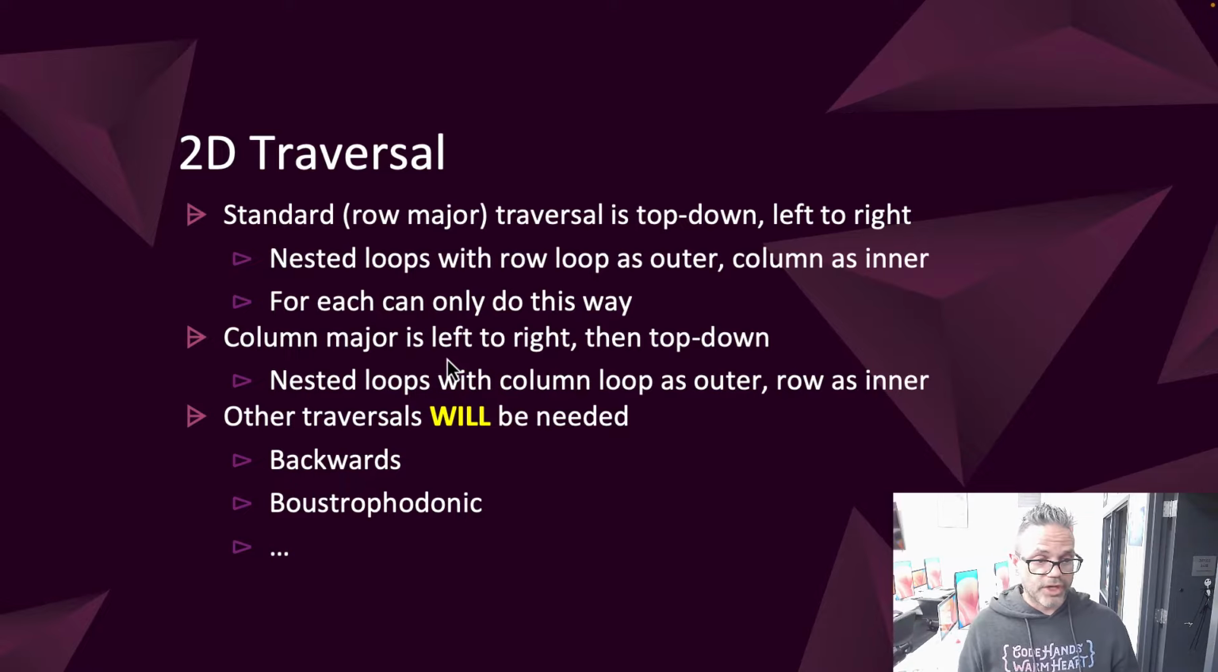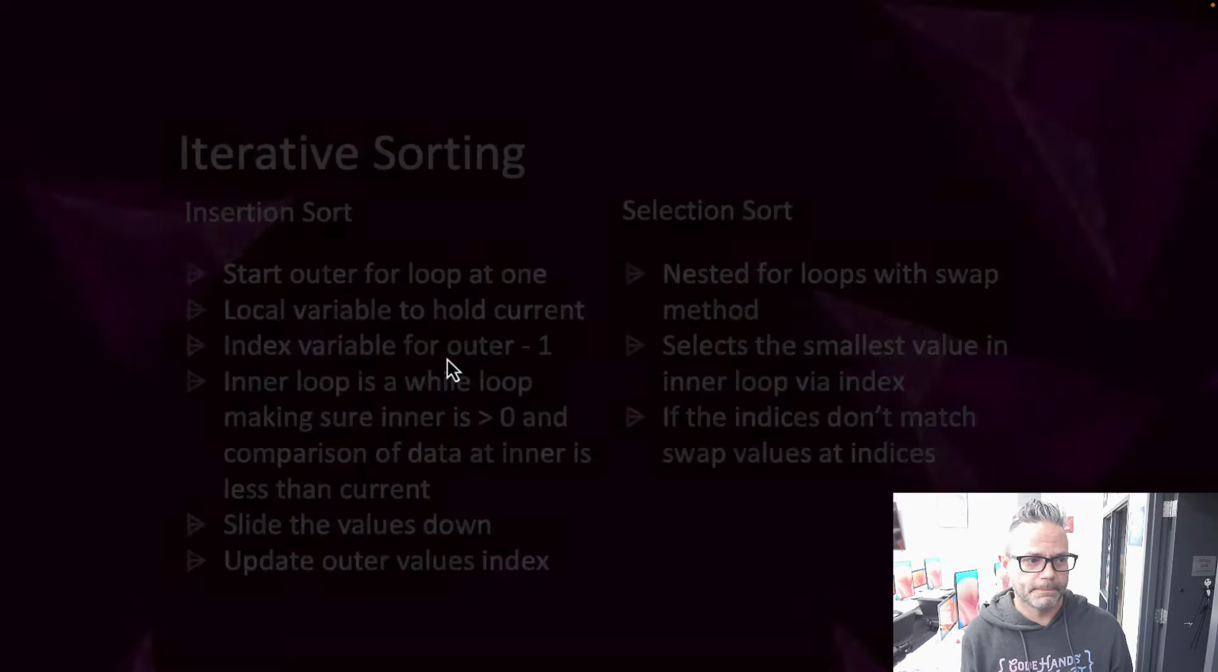Other traversals of 2D arrays are definitely going to be needed to know how to do. You might need to go backwards through the 2D array by row. You might need to go up and down in a boustrophedonic order through the 2D array. There's lots of different ways to make sure you can do that, but you want to make sure you practice going through that as well. But the standard 2D traversal is either a row major or column major order, but you do need to know how to traverse other ways by using the logic and making sure you go within bounds.